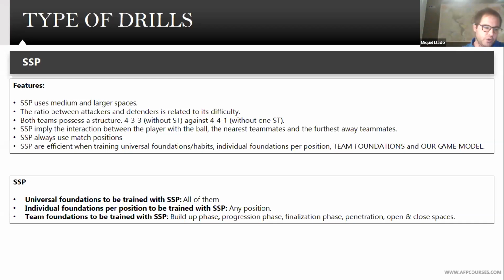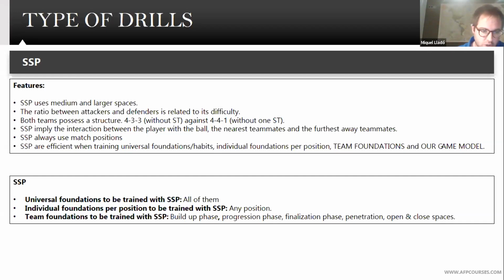You need to make both teams, the attacking and the defending, play under a structure, not a system, a structure. Maybe a 4-3-3 without the striker against a 4-1-1. The defending team has a 4-1-1 without the striker as well. With this structure, see what would be the adaptations or the specific foundations that you want to target. SSP also implies interaction between the player with the ball, the nearest ones and the farthest away.